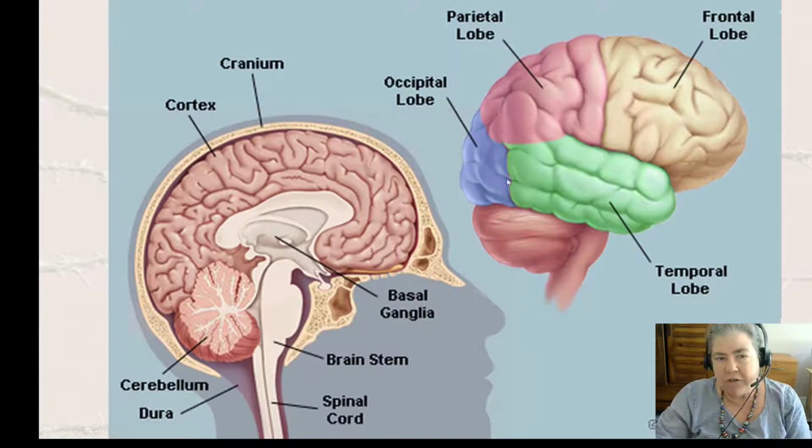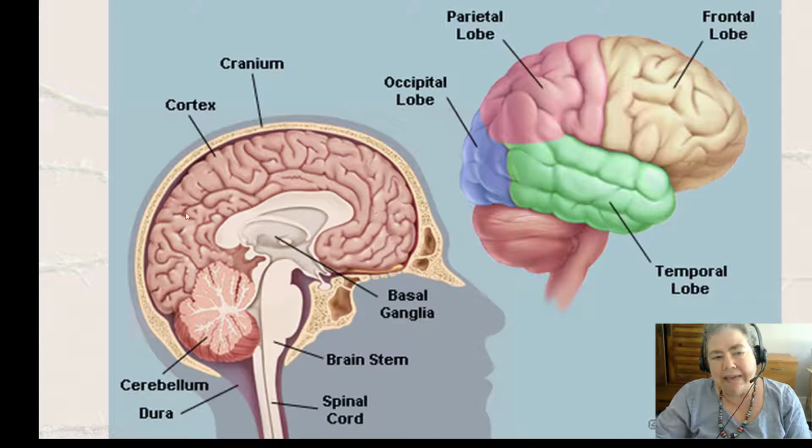The cerebellum sits below the occipital lobe. The basal ganglia, the putamen, caudate, they are kind of inside the cerebral hemispheres.